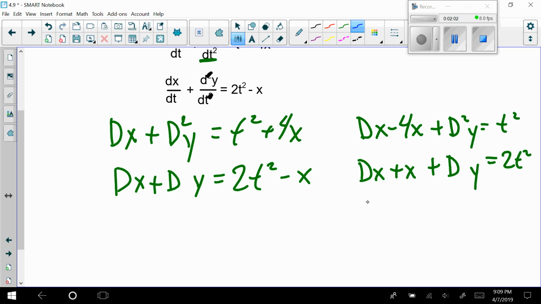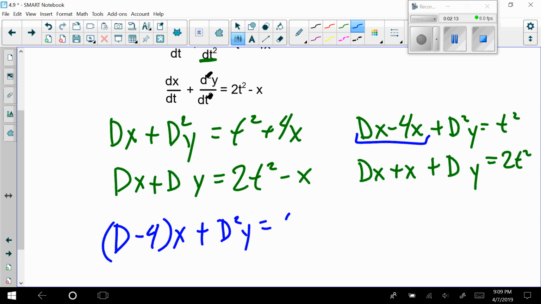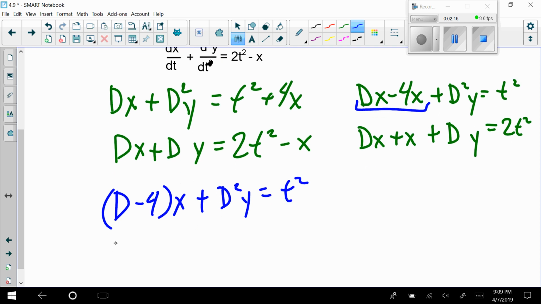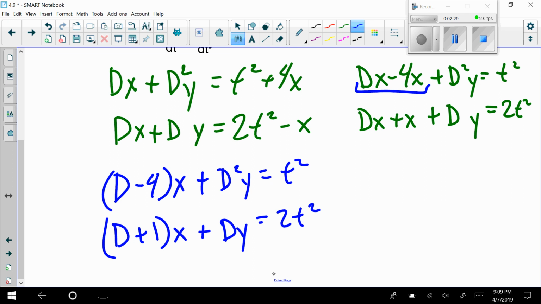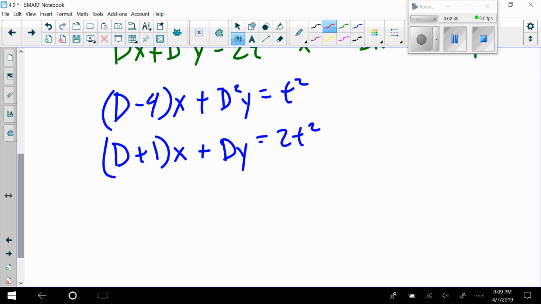Well, again, it's very helpful normally to write them with things factored out. So like I see that these share an x, so that's D minus 4 x plus D squared y equals t squared. Then I have a D plus 1 x plus a Dy equals 2t squared. Okay, and at this point you can kind of choose, right? We need to eliminate something. You could choose to eliminate the x's by making this D plus 1 go up here to the top one and D minus 4 come down here.